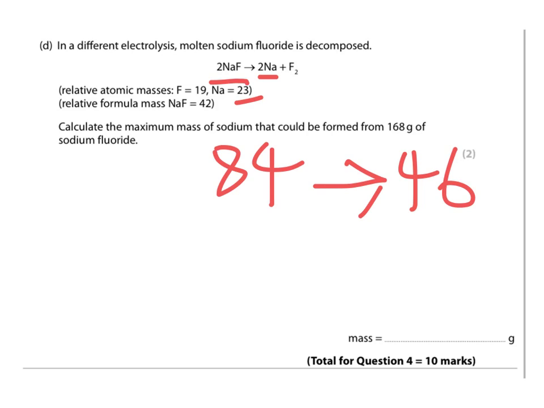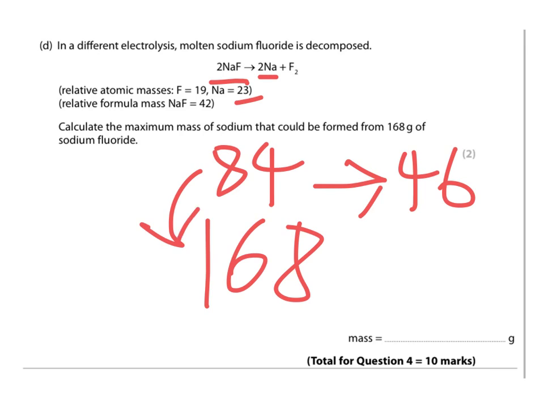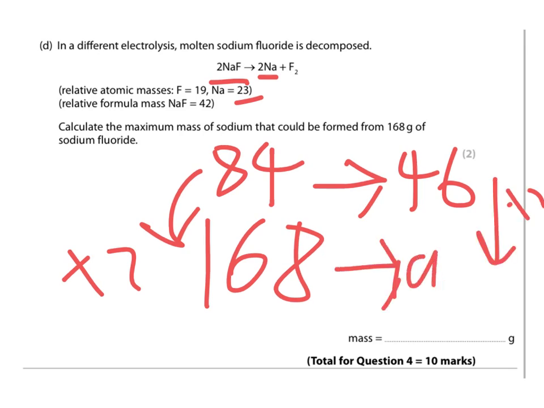And then it says calculate the maximum mass that could be formed from 168. Well, 168, we can see how many times bigger is that than 84. So how do we get from there to there? Well, you can see it's 2 times bigger. So if we have double the amount of sodium fluoride, how much sodium is it going to make? Well, it's going to make double the amount as well, 2 times. So 2 times 46 is 92. So therefore, 92 grams of sodium are produced.